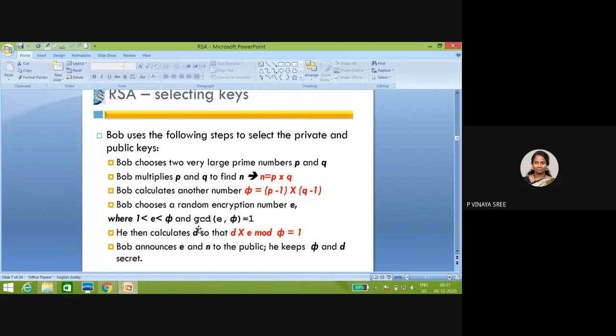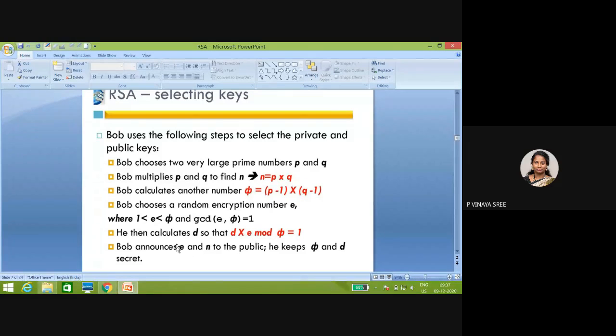Why? Because Bob has to share the public key after calculating all this. So he then calculates D, so that D is the private key. Bob will calculate D so that D into E mod phi of N equals 1. Next, after completing everything, Bob announces E and N to the public.